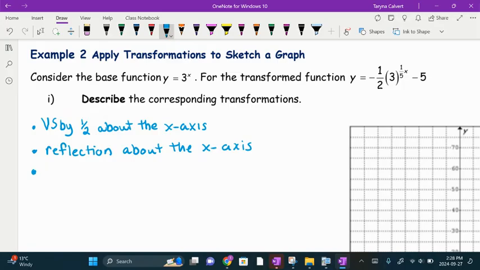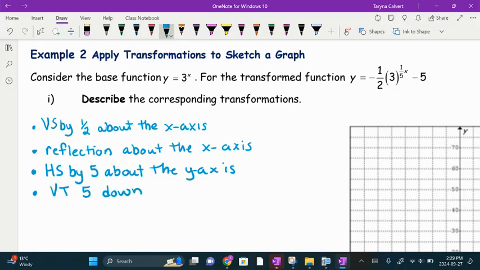And horizontal stretch by what? 5. The y-axis. And a vertical translation. 5 down. Did I get all of it? Yes, got the reflection, got the 2 stretches, and got the translation.